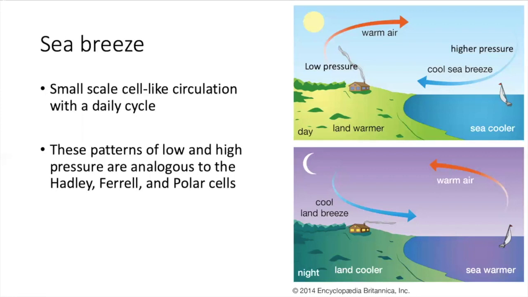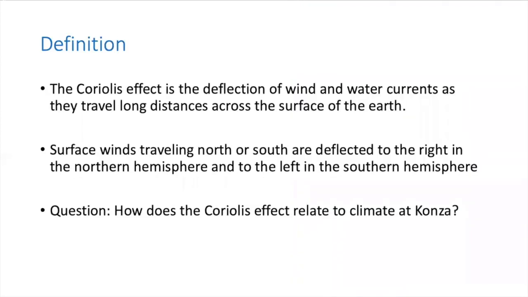These patterns are sort of analogous to the Hadley, Ferrel, and polar cells that we talked about in lecture. So now let's relate those Hadley, Ferrel, and polar cells to the Coriolis effect. Let's start by just giving you a definition. The Coriolis effect is the deflection of wind and water currents as they travel very long distances across the Earth. And this deflection happens because of the rotation of the Earth.